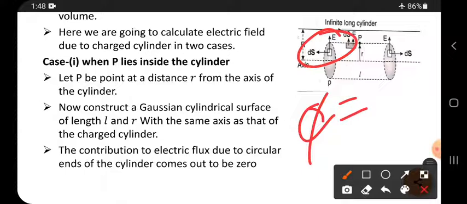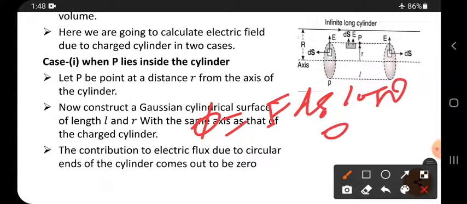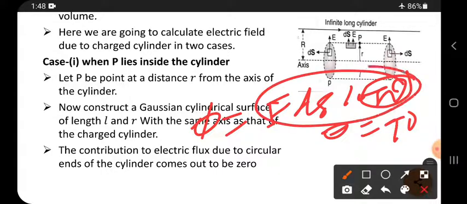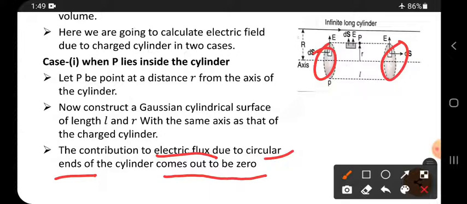Why? Because flux phi equals E ds cos theta. If you substitute the theta value as 90 degrees, cos 90 we know is 0, and 0 times everything is 0. So that is why we get the electric flux due to the circular ends, this one end and this another end, as 0.